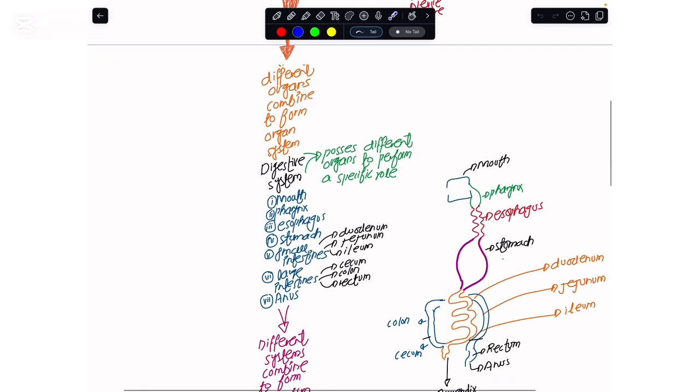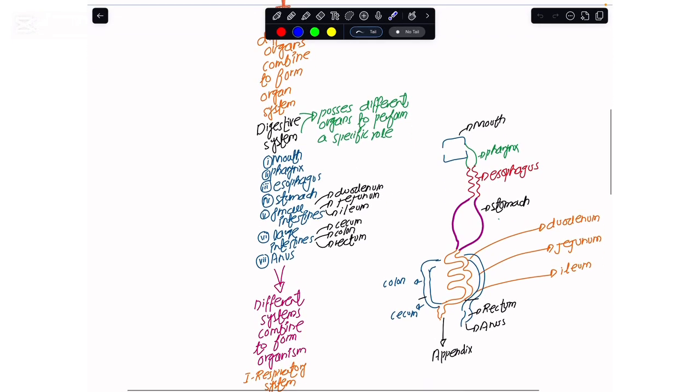So you people would be aware of these words, that in this digestive system we have multiple organs. Like we have the mouth, we have the pharynx, and the esophagus, and then we have the stomach. Then we have the small intestine, and the small intestine further comprises the duodenum, the jejunum, and the ileum, and in the large intestine we have the cecum, the colon, and then ultimately we have the rectum, and the opening of the alimentary canal, which is also referred to as the alimentary canal. So the opening is the anus.